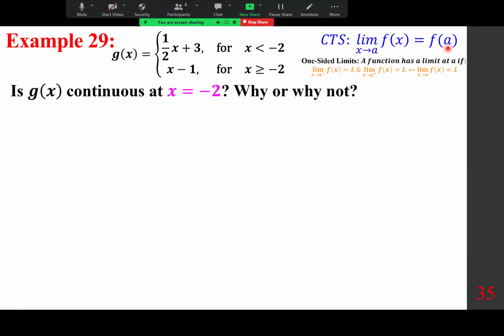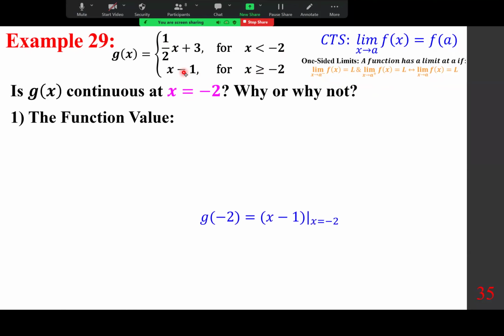The one-sided limit says a function has a limit at a if the limit of f of x as x approaches a from the left and x approaches a from the right are identical, the limit exists and is equal to a. I hope you recognize the top piece and the bottom piece, both of them as linear functions. And they both have a domain of all real numbers, and the only thing we have to check is the endpoints, which is -2. So the function has a value where we have the equality. So we're going to evaluate this at -2. If you plug in -2, you get -3.